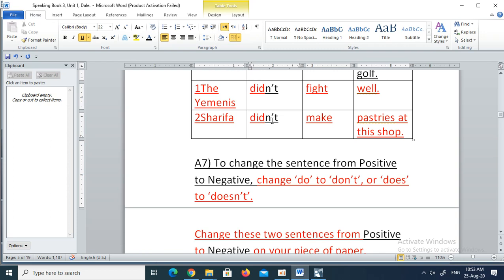Now, currently, these are negative sentences. The Yemenis didn't fight well. If I want to make it the positive past tense, I just make it did. The Yemenis did fight well. Sharifa didn't make pastries at the shop. It is the negative past tense. If we want to make it into positive, all we have to do is get rid of the n't, and now it is a positive sentence. Sharifa did make pastries at this shop.